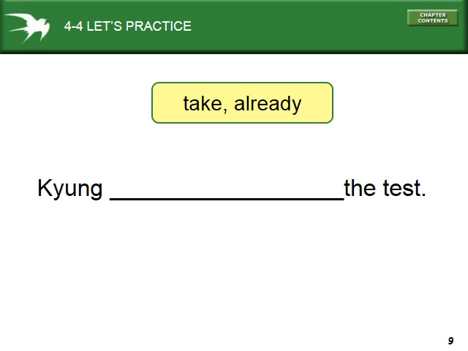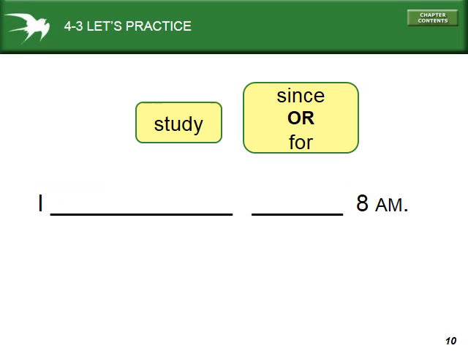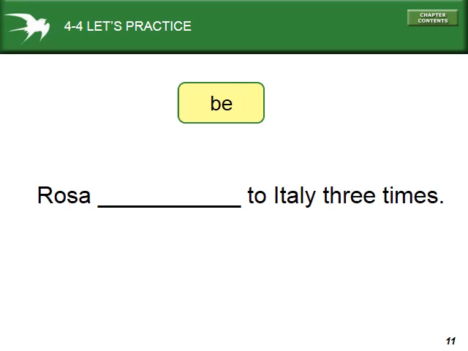And insert "already." So we can say Kyung has already taken the test. Here, what we're doing is with "since" or "for." And if you're not sure about the usage of "since" or "for," you can review the previous video. So this one would be, I've been studying since 8 a.m. Okay, so here, this is using it with "for many times." So it's going to be Rosa has been to Italy 3 times.